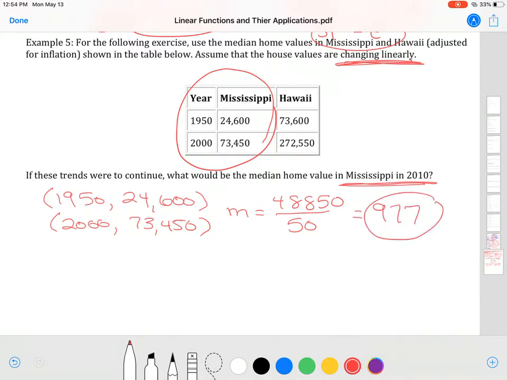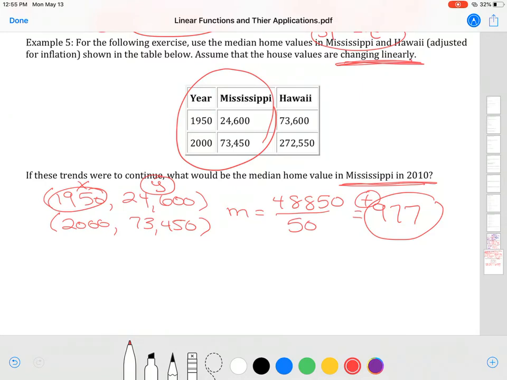And what does that mean again? Since this is my x, the years, and this is my y, the value of a home, and this is positive, that means for every year, the price of the home is going up about $977. So now we have to use this information to figure out the home value in Mississippi for 2010.